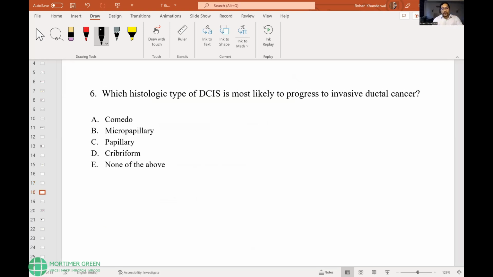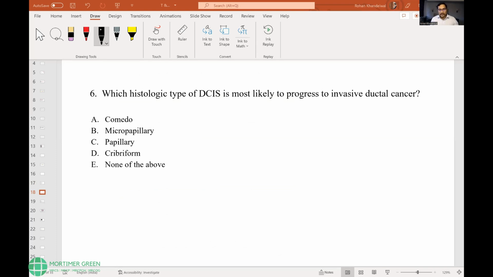Again, a straightforward question: which histological type of DCIS is most likely to progress to invasive ductal cancer? That is correct. And supposing there were two options, one was comedo without necrosis and comedo with necrosis, then which one will you go for?